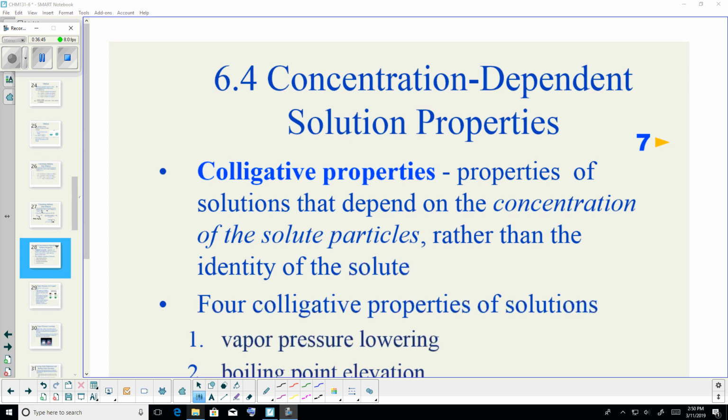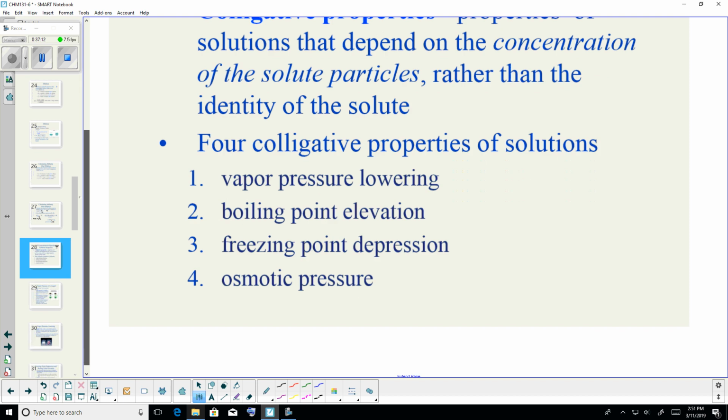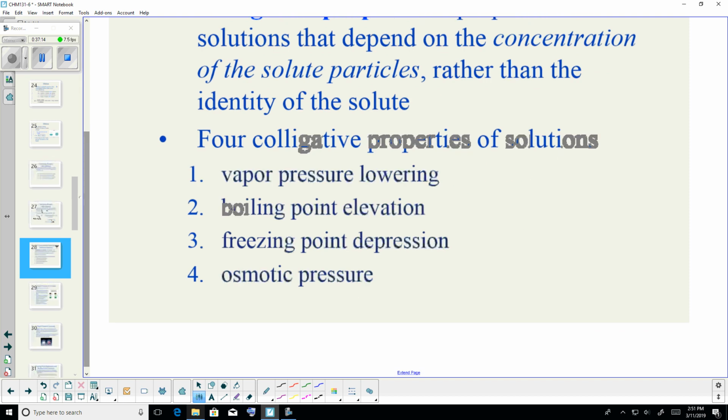Now I'm going to talk about concentration-dependent solution properties. Those are colligative properties. The properties of solutions depend on the concentration of the solute particles rather than the identity of the solute. So it doesn't matter what the solute is, it just matters how many particles there are. There are four colligative properties of solutions: vapor pressure lowering, boiling point elevation, freezing point depression, and osmotic pressure. We're going to talk about each one.